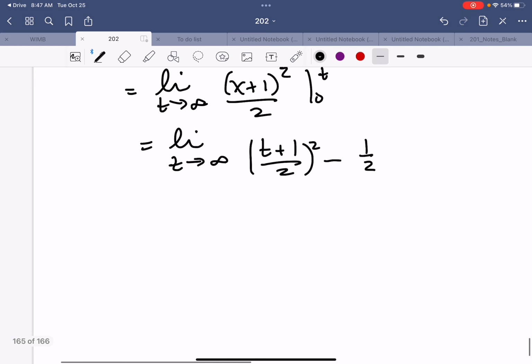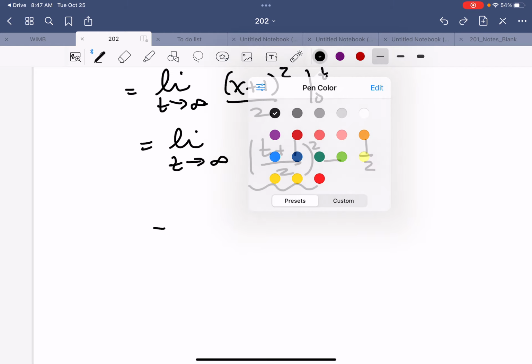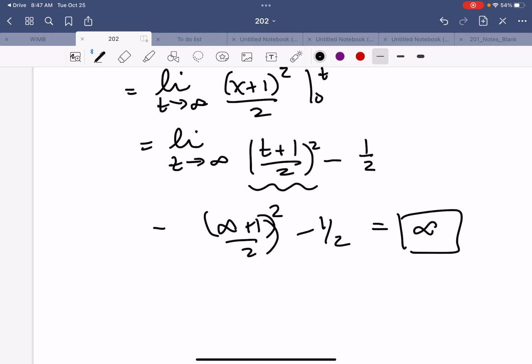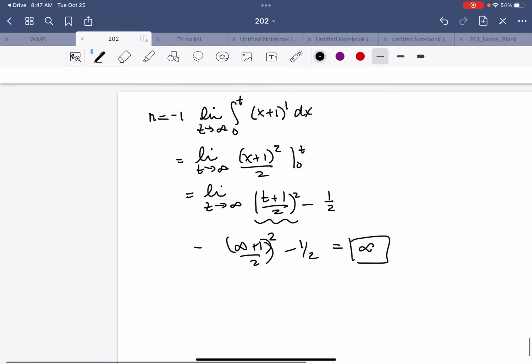Now when you've got a polynomial that sits here, that's going to give you infinity every time. So when you're plugging in infinity here, (infinity plus 1) squared over 2 minus 1/2 is going to be infinity. And that's going to be true for any number that's also less than negative 1, because it's negative, that makes it a positive power.